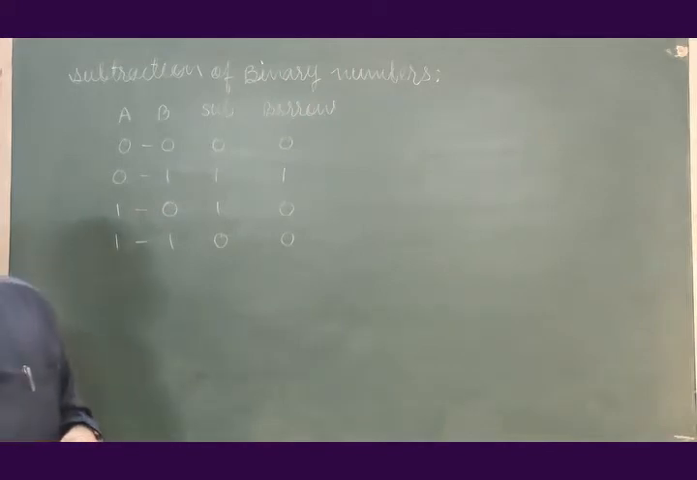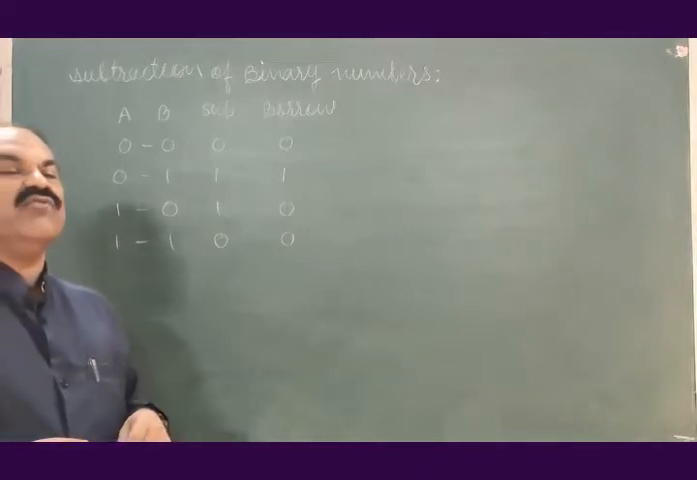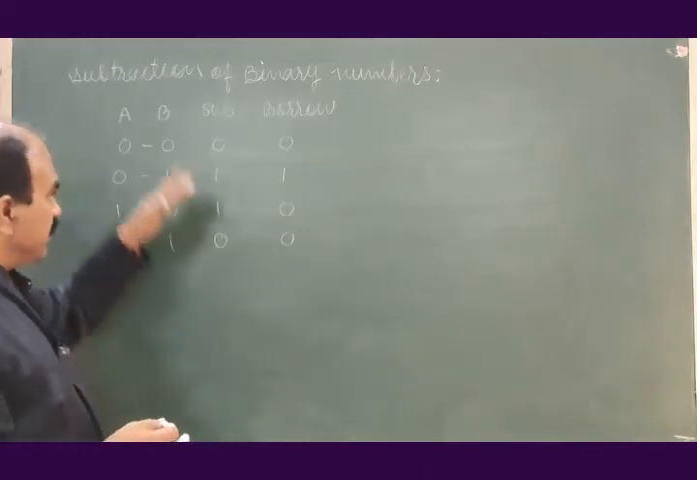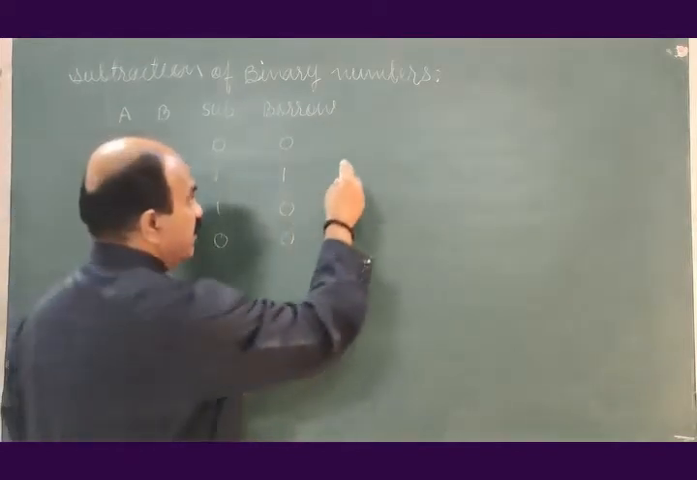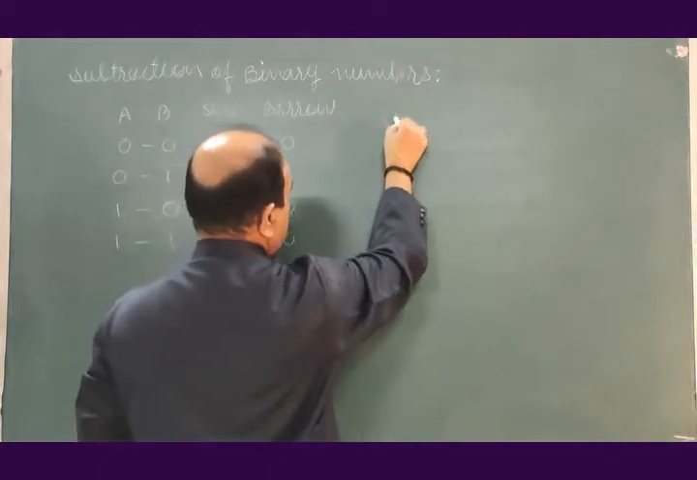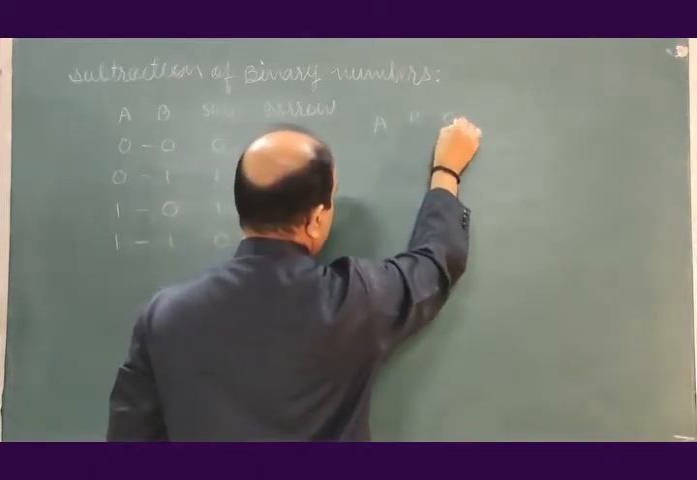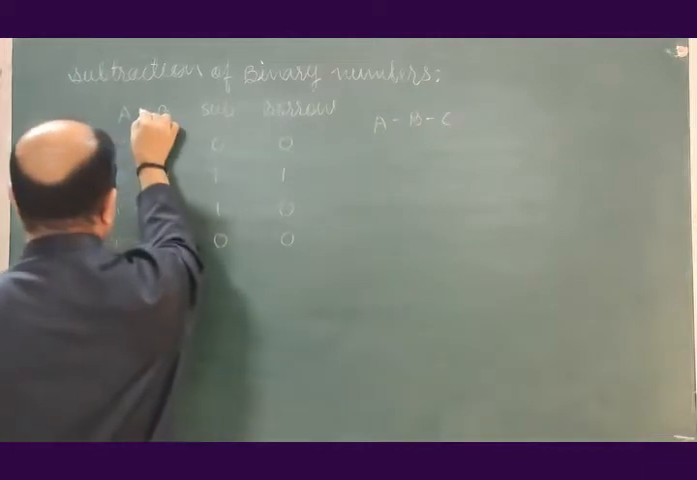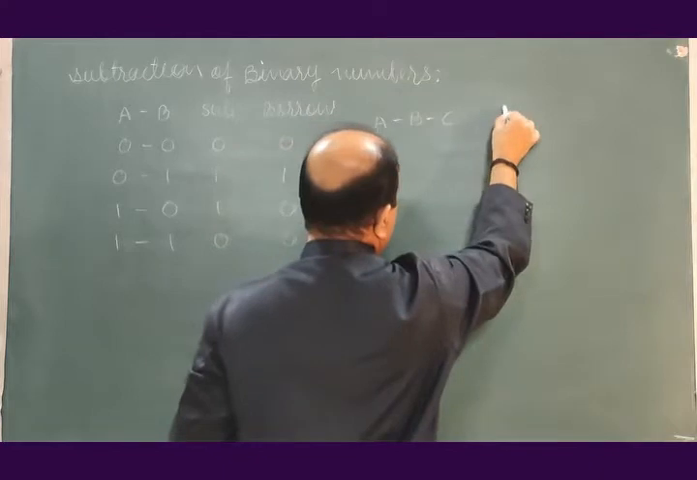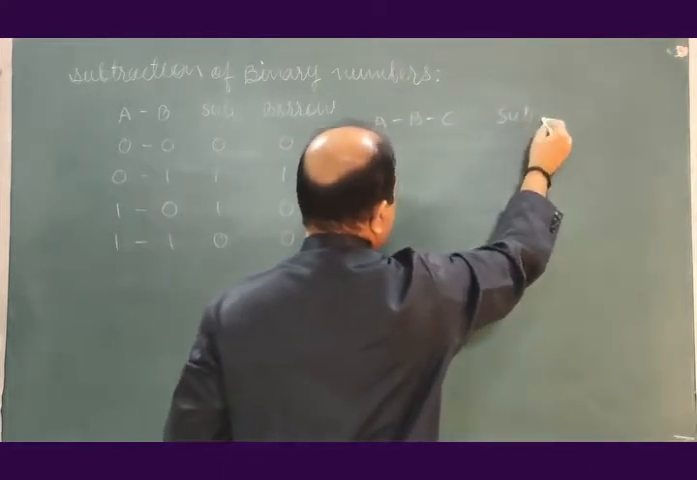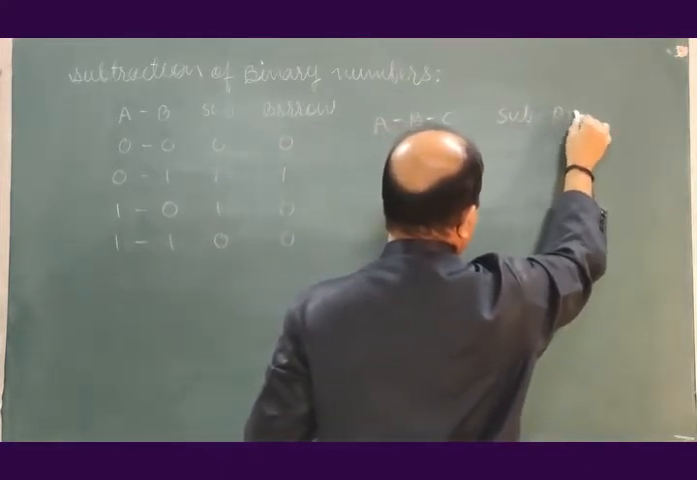So, whenever you are subtracting one bit from the other bit, whenever only 2 bits are involved in the subtraction, we have to follow these rules. But when there are 3 bits in the subtraction like this, A minus B minus C, this is the subtraction, this will be the borrow.